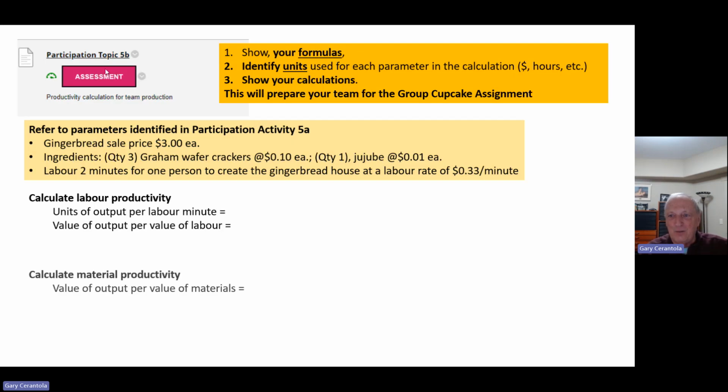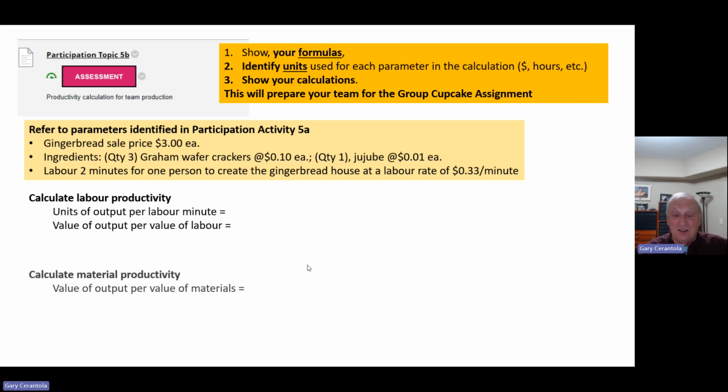Okay, so now we're into 5B. So again, show your formulas, identify your units, show your calculations. And again, this will prepare you for the group cupcake assignments. Again, here are the parameters to use in these calculations. And these are the two types of labor productivity calculations I want you to make. And here's one of them I want you to make.